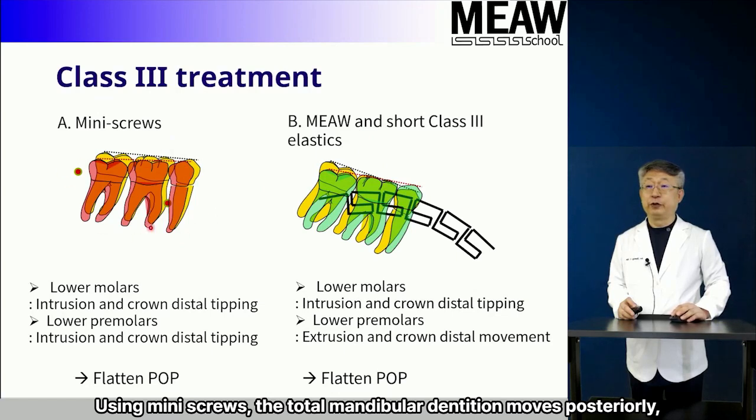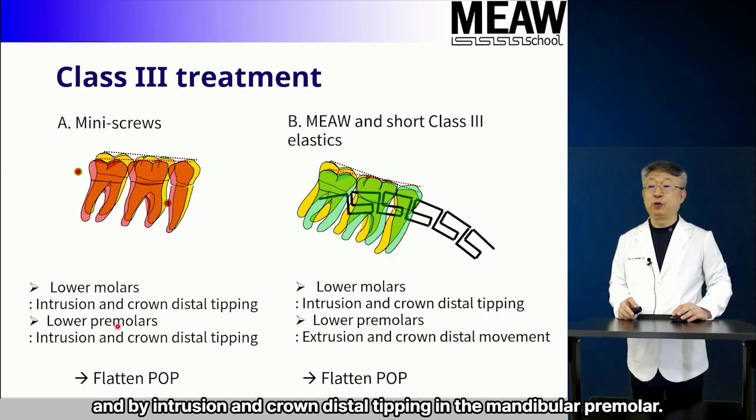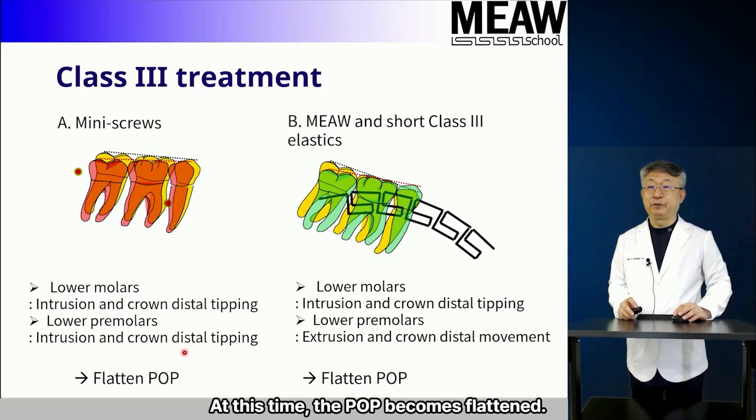Using mini screws, the total mandibular dentition moves posteriorly, with intrusion and crown distal tipping in the mandibular molar, and by intrusion and crown distal tipping in the mandibular premolar. At this time, the POP becomes flattened.